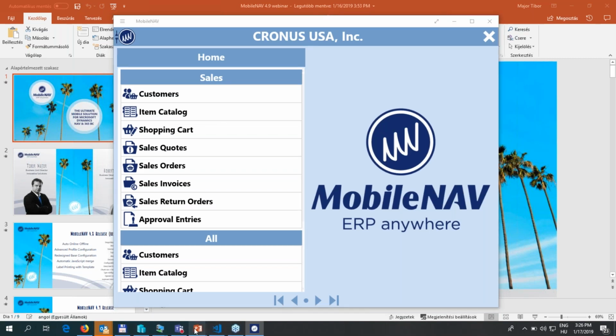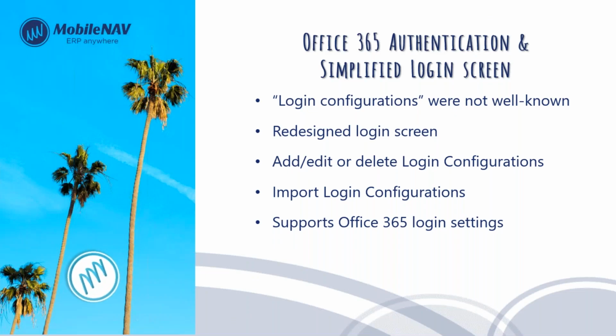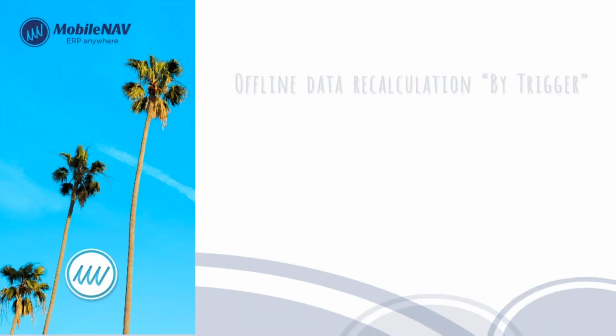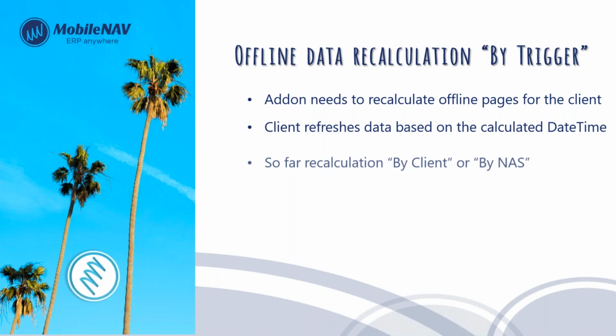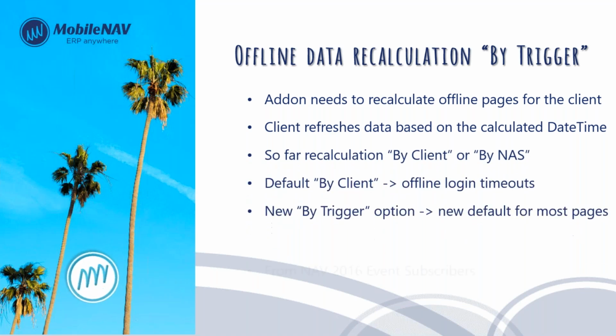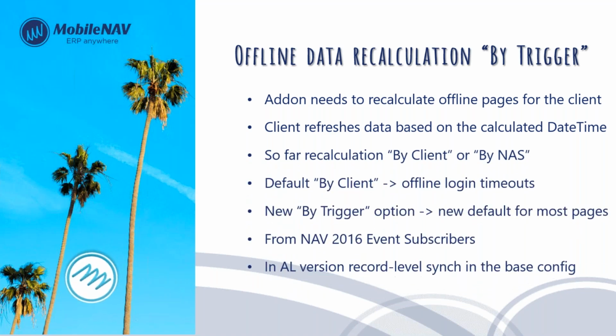Okay, so let's go back to my presentation and continue with the slides. Okay, last topic: offline data recalculation by trigger. As you already know, MobileNAV needs to recalculate the offline pages when it synchronizes the offline data with the server. And this recalculation originally could only be done by client or by NAS with MobileNAV so far.